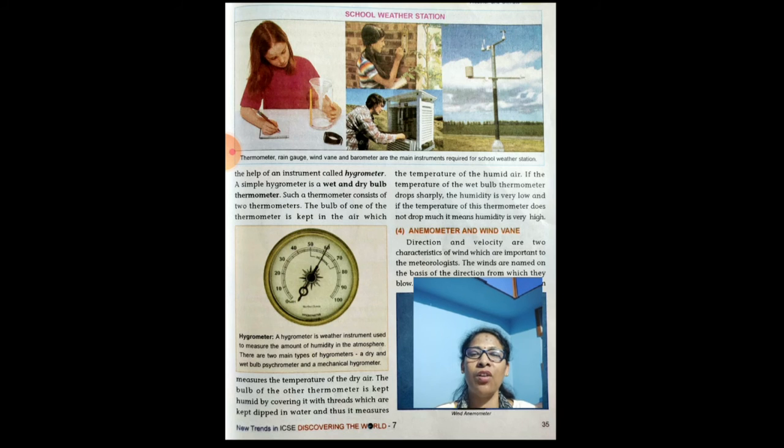The bulb of one of the thermometers is kept in the air, which measures the temperature of the dry air. The bulb of the other thermometer is kept humid by covering it with threads which are kept dipped in water. Thus, it measures the temperature of the humid air. If the temperature of the wet bulb thermometer drops sharply, the humidity is very low. It is understood. And if the temperature of this thermometer does not drop, that means the humidity is very high.